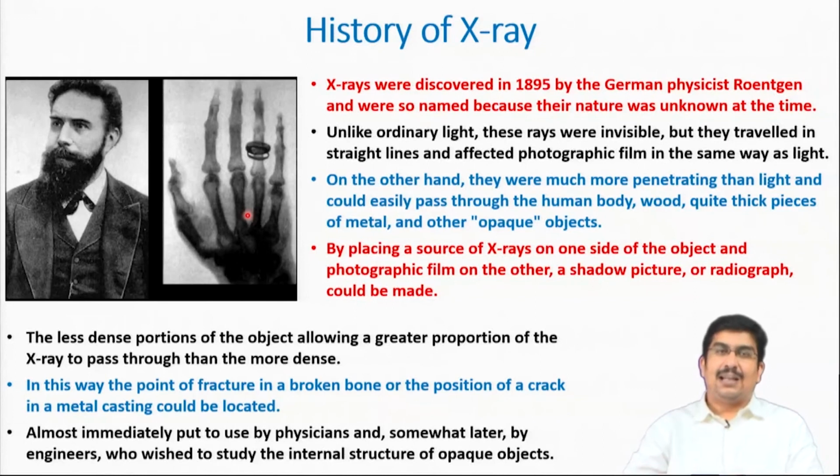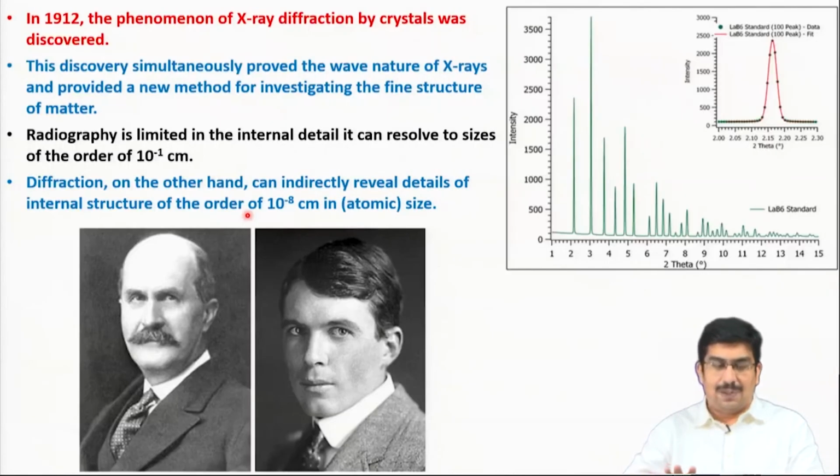A little later, people also started using it to study the internal structure of opaque objects. How it happened is that in 1912, two great physicists, I believe the only instance where a father and a son got the Nobel Prize for the same invention in the same year. Father and son have got it in other instances also, but not in the same year and, most importantly, not for the same invention.